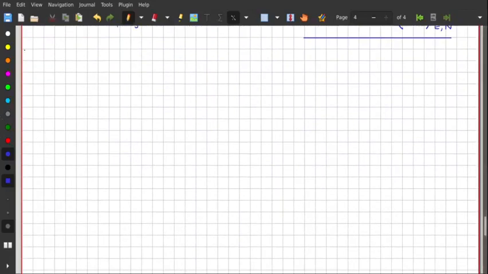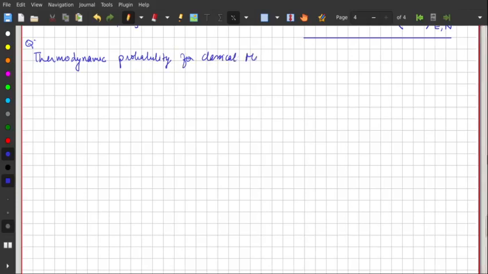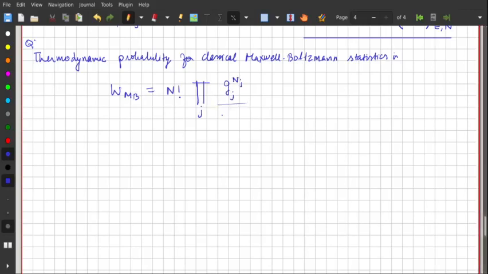The problem that we are trying to do currently is to find the thermodynamic probability for classical Maxwell-Boltzmann statistics, W MB, and that is given by N factorial times the product over j of g j to the power n j divided by n j factorial.